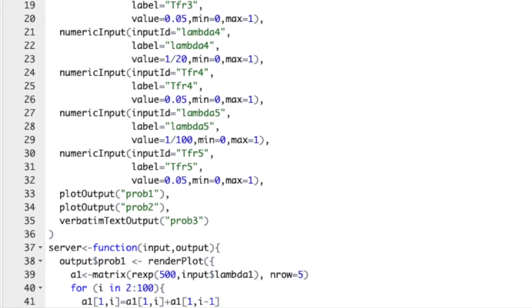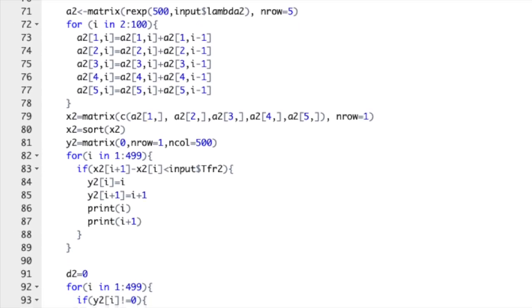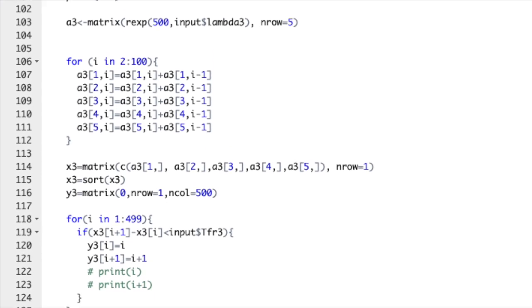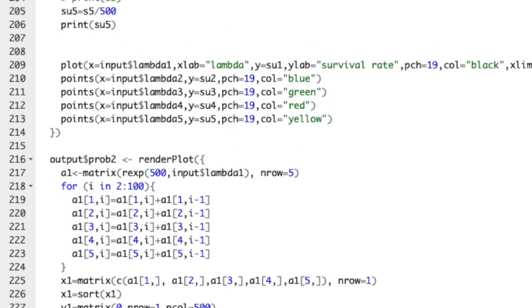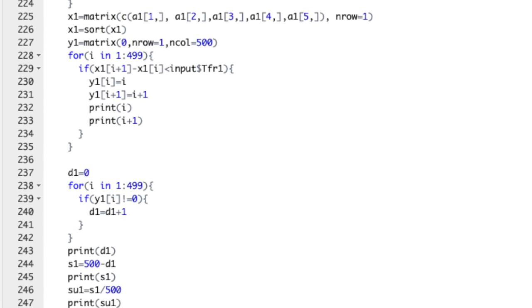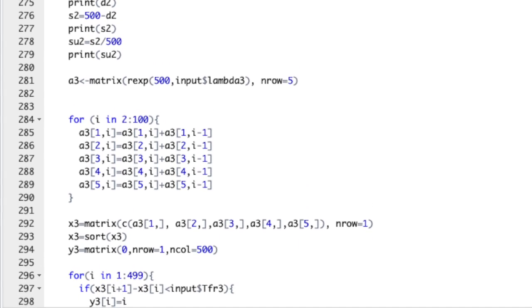Shiny is an R package that makes it easy to build interactive web apps straight from R. You can host standalone apps on a web page or embed them in R Markdown documents or build dashboards. You can also extend your Shiny apps with CSS themes, HTML widgets, and JavaScript actions.